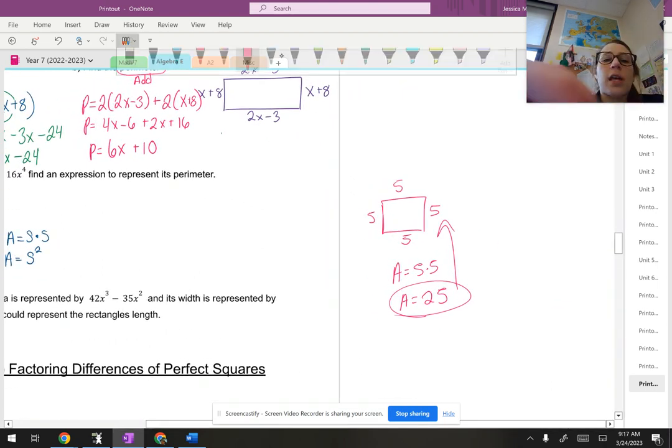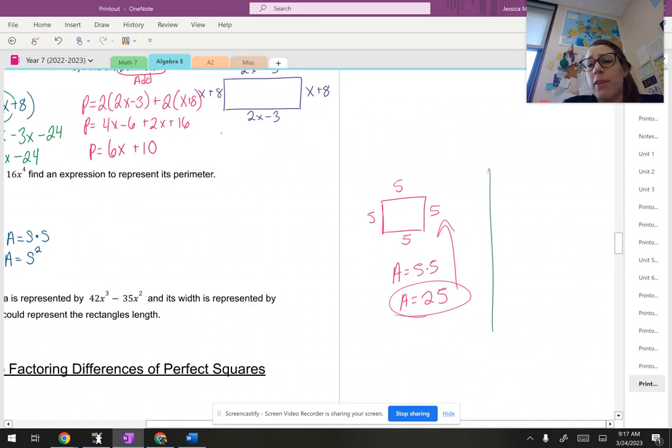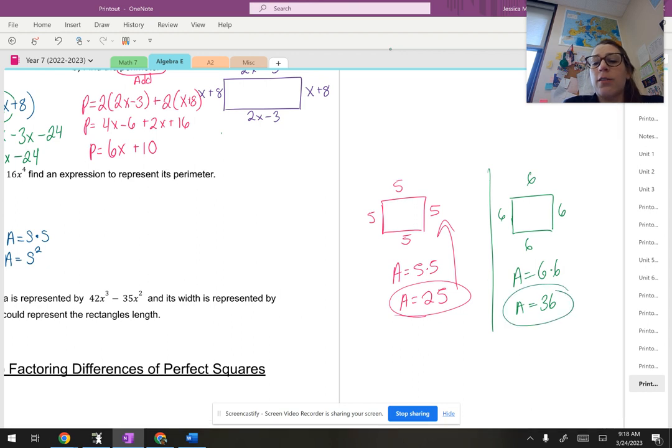Okay, but does that always work? Can I just always divide by 5? What if I had a square with side lengths of 6? Area, 6 times 6 would be 36. How do I take 36 and get back to 6?